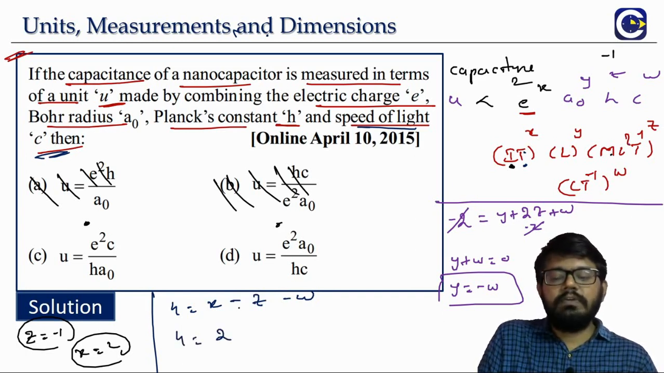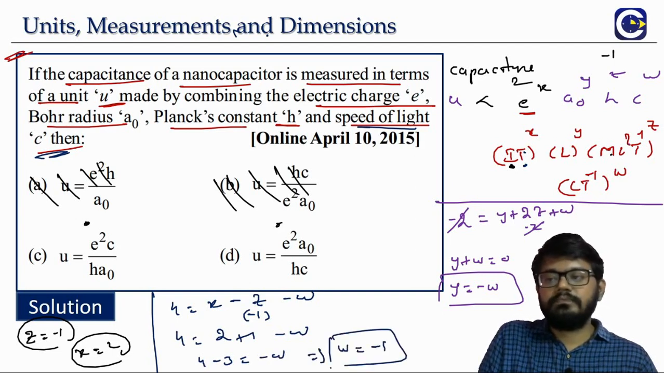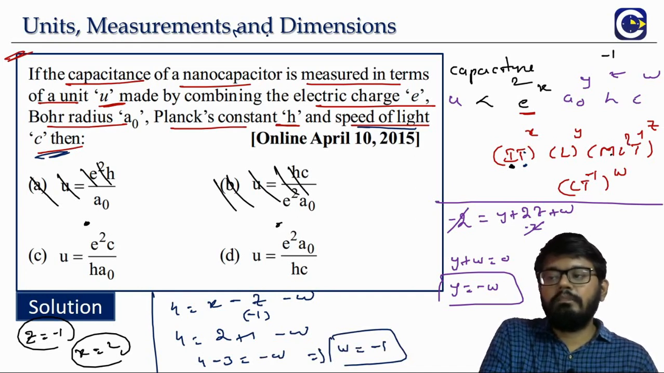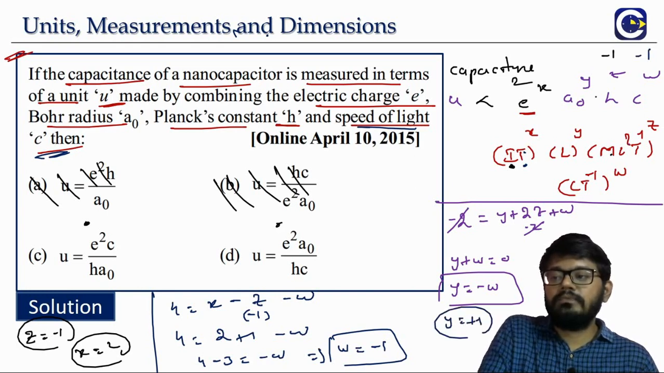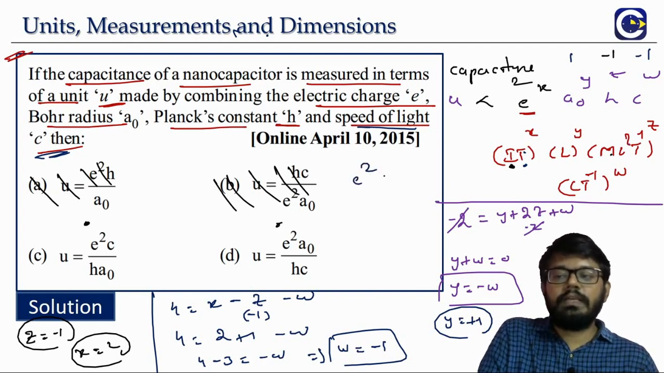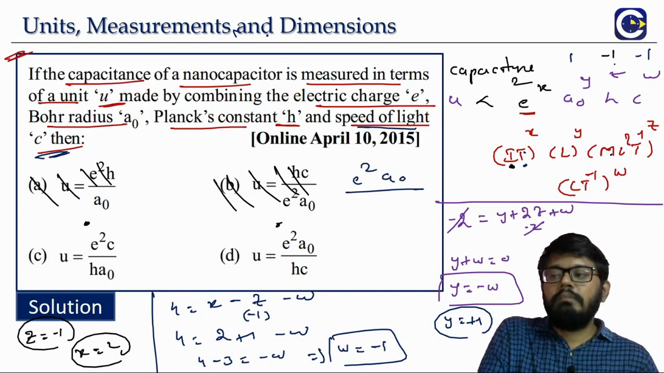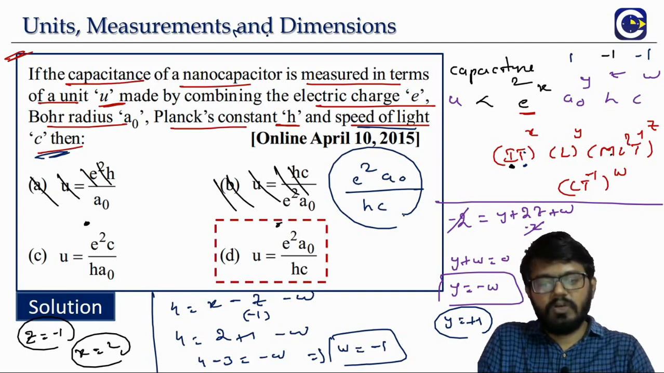2. z we know z is what? Minus 1. So minus of minus 1 means plus 1. So 4 minus 3 is equal to minus w, means w is equal to what? Minus 1. So w is minus 1 means the power of c is minus 1. w is minus 1 means, what about the y value? Minus of minus 1 means plus 1. So the power of a naught will be 1. So which means we will have e square in the numerator. Then we will have a naught. Power of h is minus 1. Power of c is minus 1, means both of them will go to the denominator. Option D.